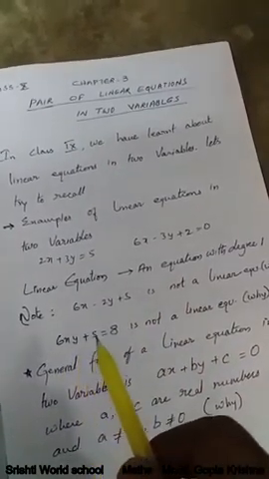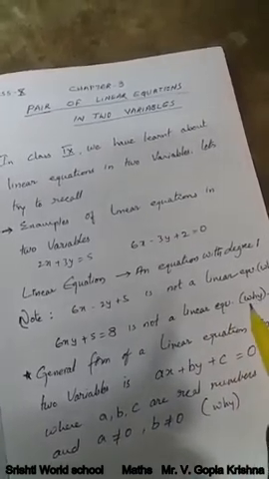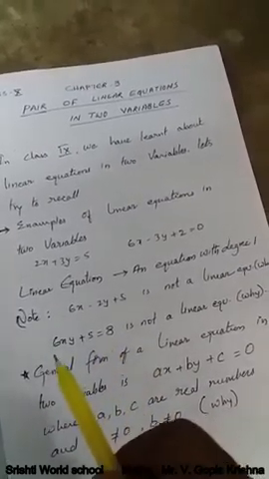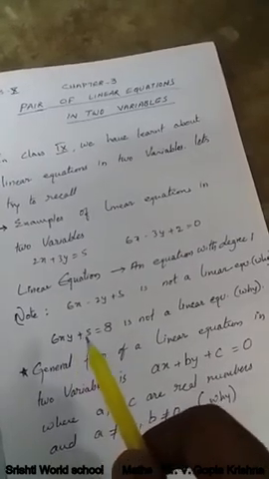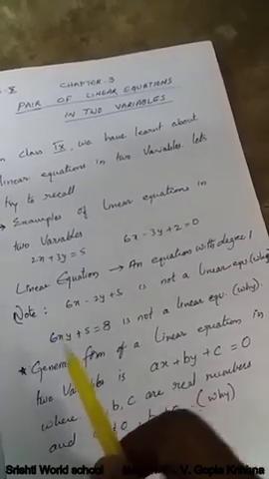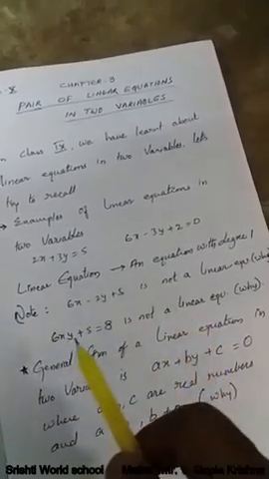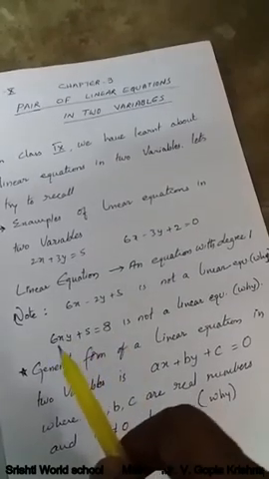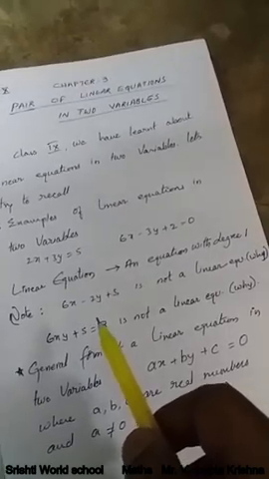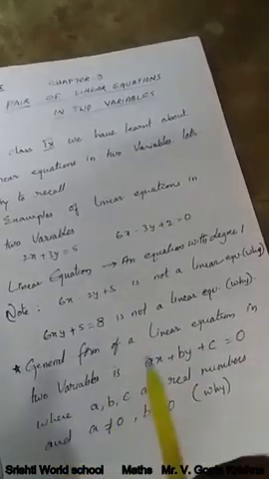Similarly, 6xy plus 5 equals 8 is also not a linear equation. The reason: here this is an equation, right? It has two variables, x and y. But what about the degree? The degree of the term 6xy is 2, right? So this is not a linear equation, because the degree is not 1. Clear, children?